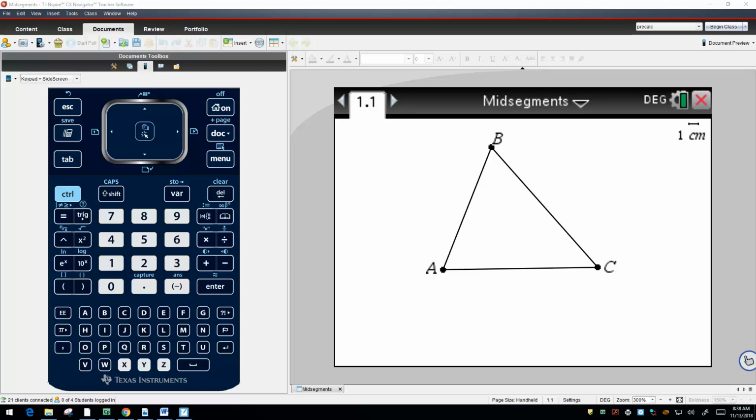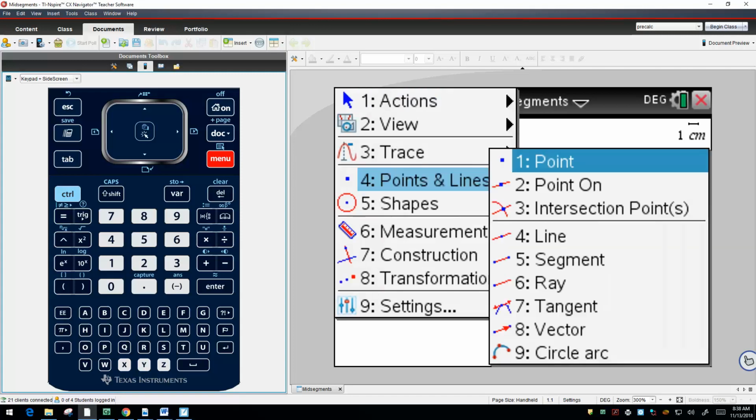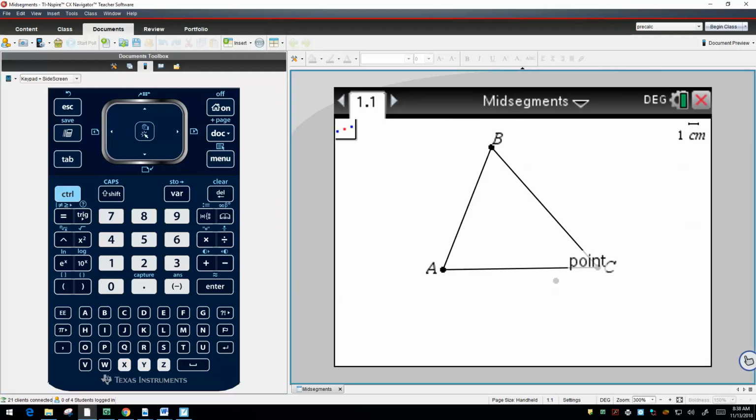Today we're going to start off by looking at the calculator to examine what's going on with what's called a midsegment of a triangle. Now, a midsegment will be a segment that joins the midpoints of two sides of a triangle. So the first thing we are going to do is construct a midpoint.